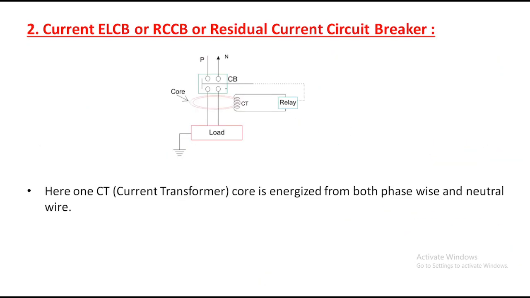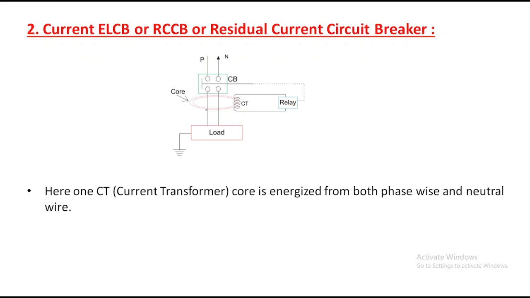Next, another thing is the current earth leakage circuit breaker, or residual current circuit breaker. Its other name is RCCB. RCCB stands for residual current circuit breaker. CB is circuit breaker, and this is the residual current.